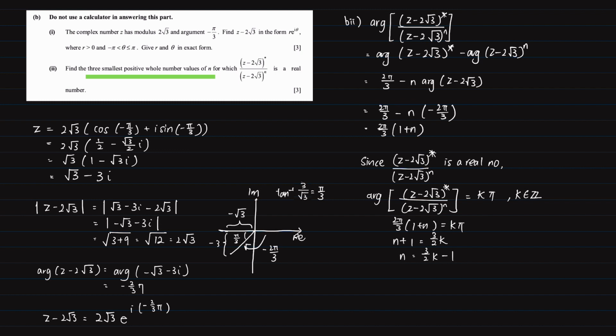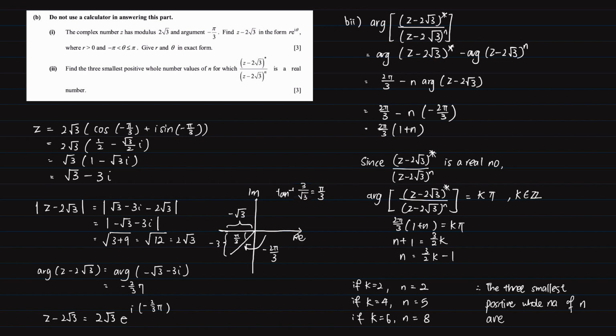Now you realize the question wants us to find the 3 smallest positive whole number values of n. So what we can do is substitute k equals 2 into this expression, and this gives us n equals 2. Now, if we substitute k equals 1, n is equal to half, and that is not a whole number, which is not what we want. Alright, so moving on, we can substitute even numbers of k, maybe k equals 4, and n is equal to 5. And if we substitute k equals 6, n is equal to 8. Alright, so the three smallest positive whole numbers of n are 2, 5, and 8. And we will then answer the requirements of this question.